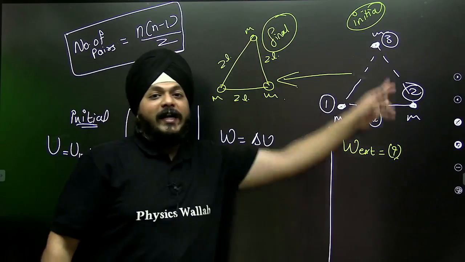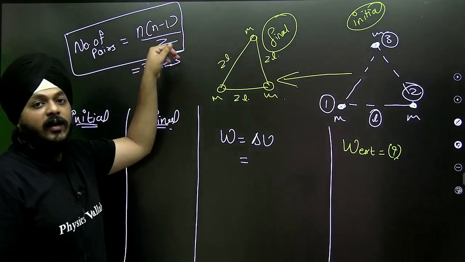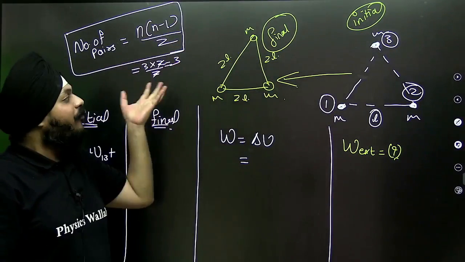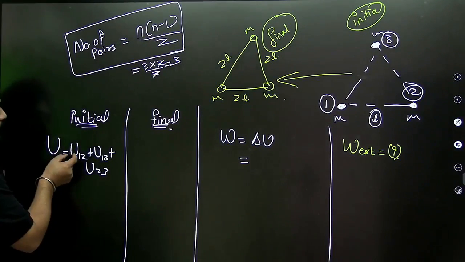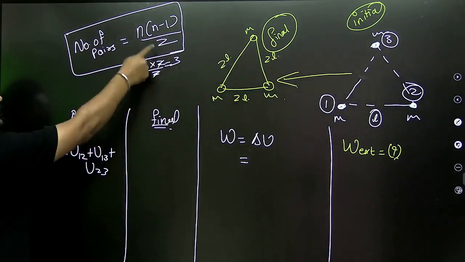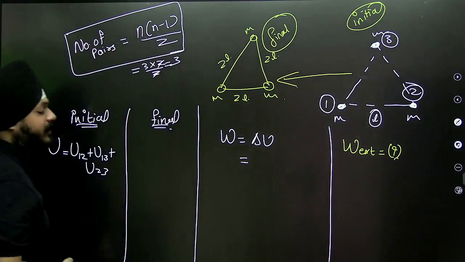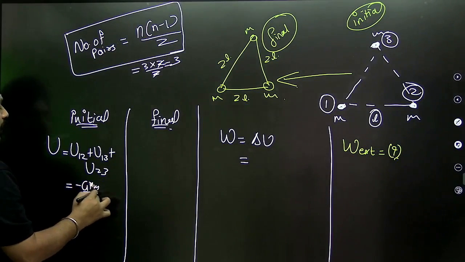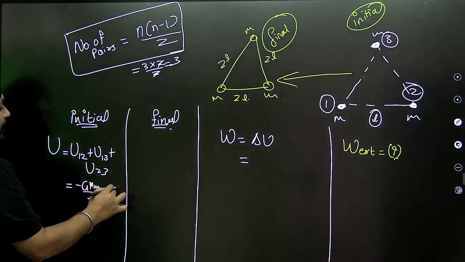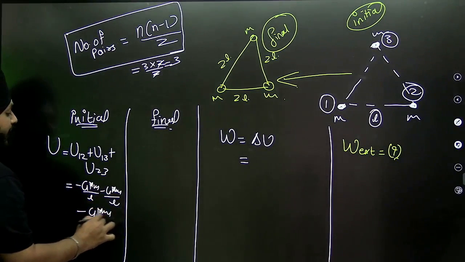Suppose there are 4 particles: 4 into 3 by 2, so 6 pairs will be there. For 5 particles, from this we get the number of pairs. Here we have 3 pairs. So from this formula we can directly identify the number of pairs. So it will be negative of G M m divided by L, negative of G M m divided by L, negative of G M m divided by L.